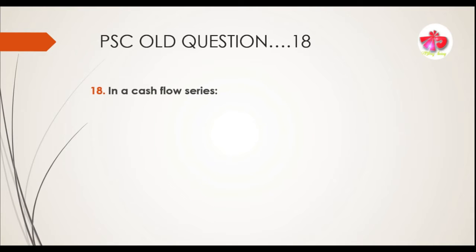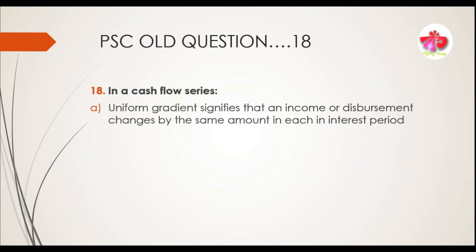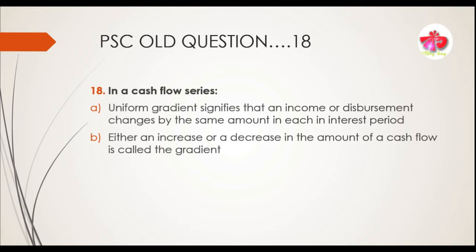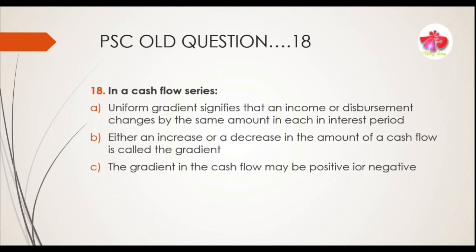Question number 18. In the cash flow series, uniform gradient signifies that an income or disbursement changes by the same amount in each interest period. Option B, either an increase or a decrease in the amount of the cash flow is called gradient. Option C, gradient in the cash flow may be positive or negative. Option D, all of that. So friends, in a cash flow, uniform gradient signifies that an income or disbursement changes by the same amount in each interest period. Either an increase or decrease in the amount of a cash flow is called a gradient. The gradient in the cash flow may be positive or negative. So options A, B, C are correct, and option D, all of the above, will be the correct answer here.